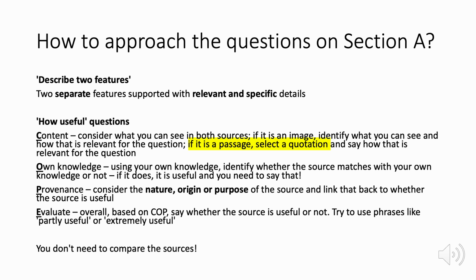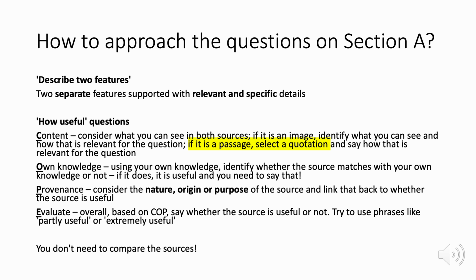So first of all, you're going to start by picking out what you can see in the source. So if it's an image, identify what you can see and how that's relevant for the question. If it's a passage, select a quotation and say how that is relevant for the question. Okay, so don't just say in the source it says this without actually giving me a quote. Okay, so actually use speech marks for that.